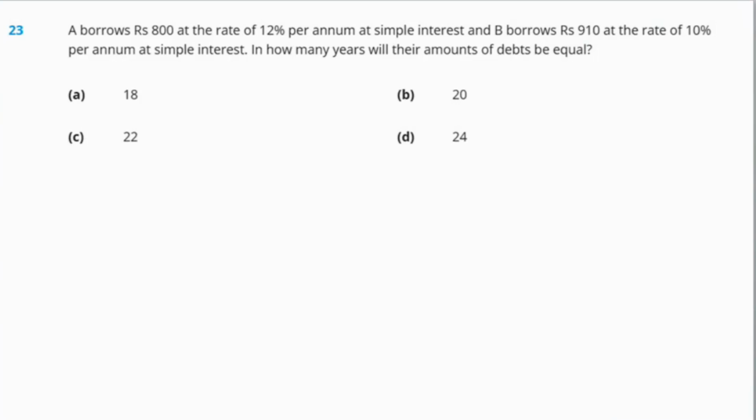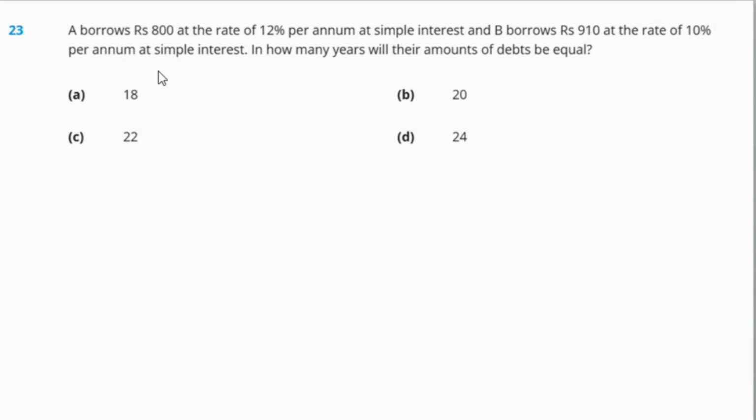Since both are taking different amounts, but on the same kind of interest, what else can we see in the question? It is asking in how many years will their amount of debt be equal? So in the solution, we need to use the formula for simple interest, which is P into R into T. Let's start with A.